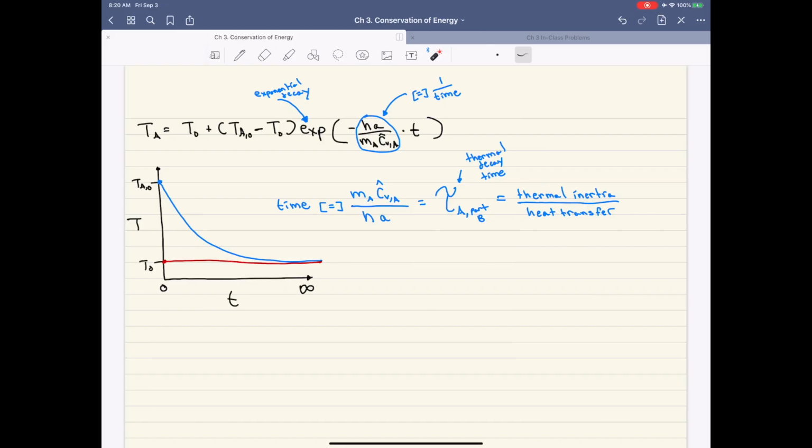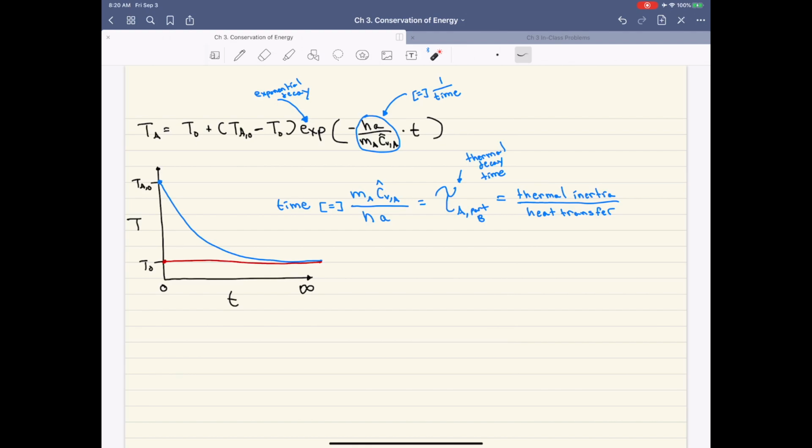On the other hand, if heat transfer was much more significant than thermal inertia, then your tau A would be very small, its reciprocal would be very large, and that would mean that your system's able to change temperature really quickly, and so your decay would be much sharper. Right?